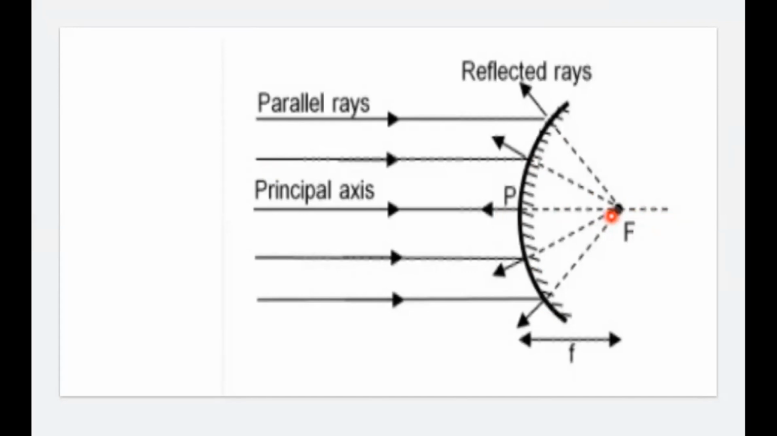So one difference between a concave mirror and a convex mirror is that the convex mirror has its focus on the right hand side of the mirror, whereas in the concave mirror, it was on the same side as the reflective surface. In the convex mirror, you can see the reflective side is this one, whereas the focus is opposite to the reflective side.